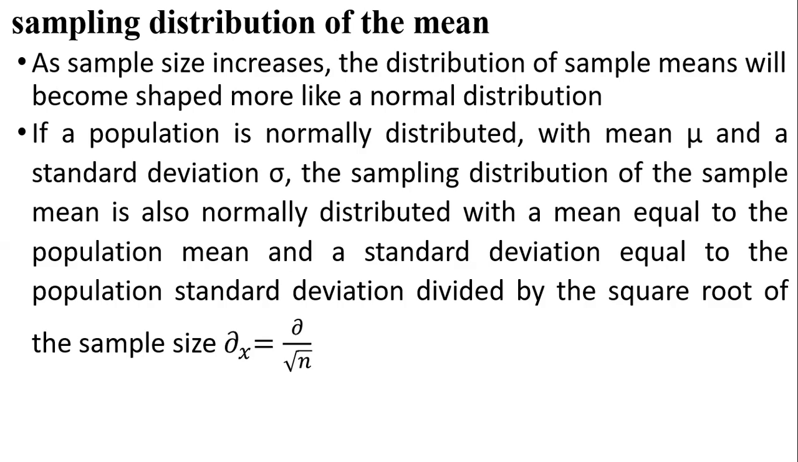Now, if this population is normally distributed with the mean mu and a standard deviation sigma, the sampling distribution of the sample mean is also normally distributed with the mean equal to the population mean and the standard deviation equal to the population standard deviation divided by the root of the sample size, like in the formula we are seeing on our screen.